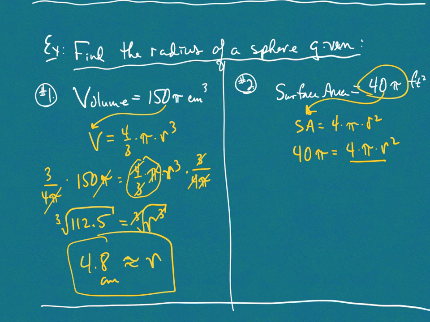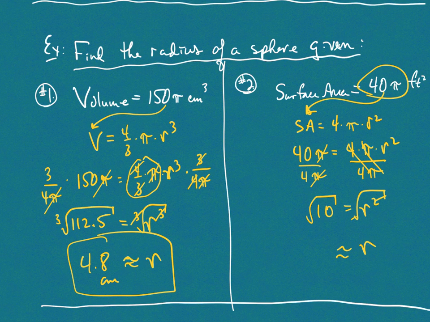To get rid of times 4 and times pi, we divide both sides by 4 pi, so that the 4's and the pi's cancel on the right-hand side. And then on the left-hand side, the pi's cancel, and 40 divided by 4 is 10. And then to get rid of the power of 2, we take the square root of both sides. And so R is going to be the square root of 10, which is about 3.2. And here we're in feet, so approximately 3.2 feet.